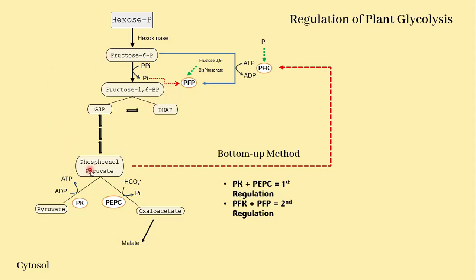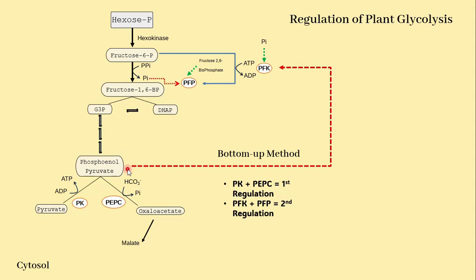While in animals, primary control operates at the phosphofructokinase and secondary control at the pyruvate kinase. Therefore, we call it the top-down method of control of glycolysis. The regulation of the conversion of fructose 6-phosphate to fructose 1,6-bisphosphate is also complex.